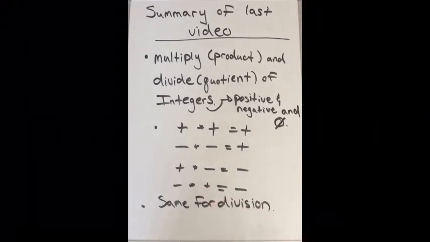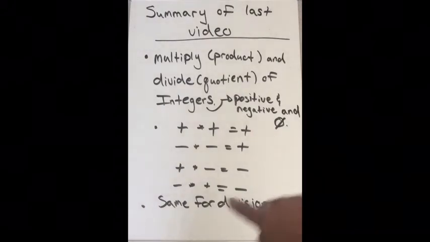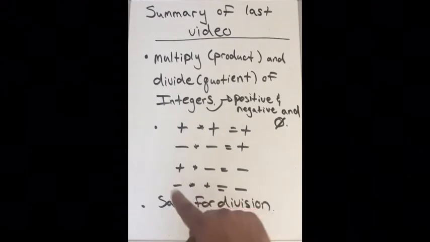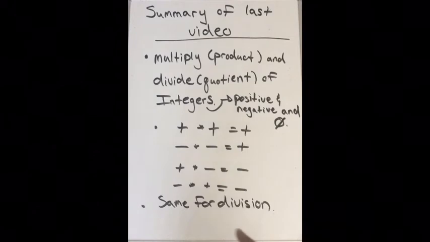So basically here, an easy trick to remember is the same sign ends up in a positive, and when you have different signs, or one's positive, one's negative, vice versa, you get a negative answer. And that these rules also apply for division when you're finding the quotient.